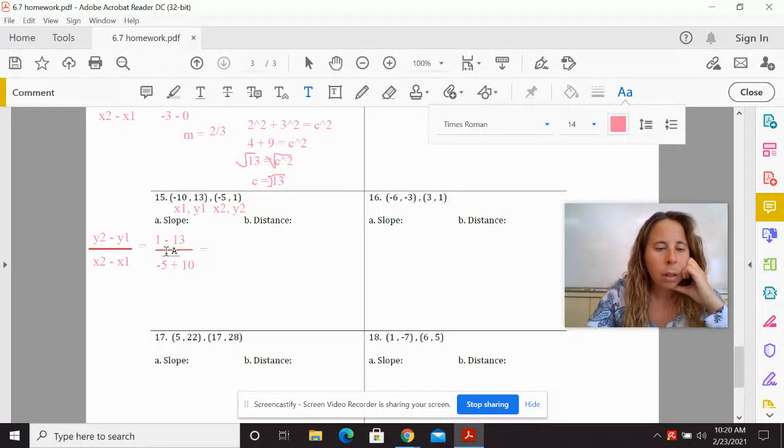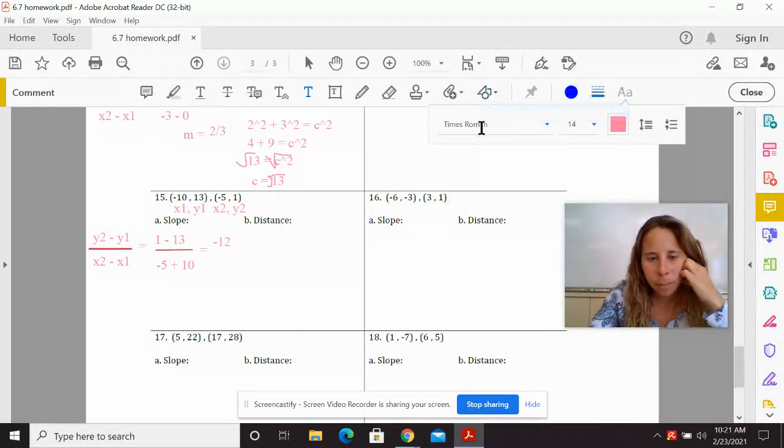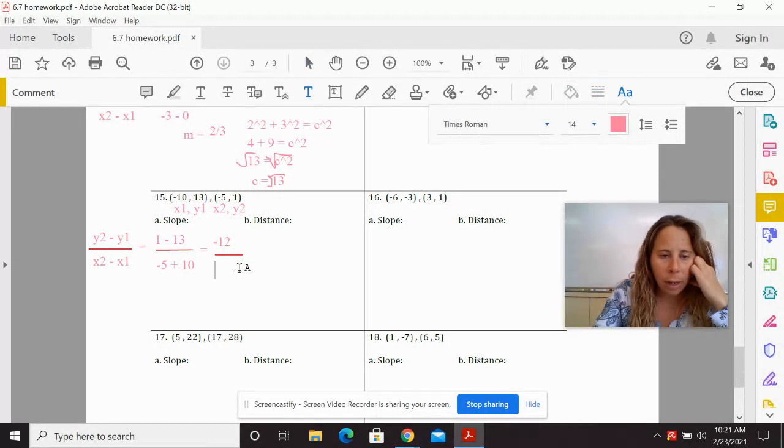1 minus 13 is negative 12. Negative 12 over negative 5 plus 10, which is 5. All right, so your slope is negative 12 over 5.